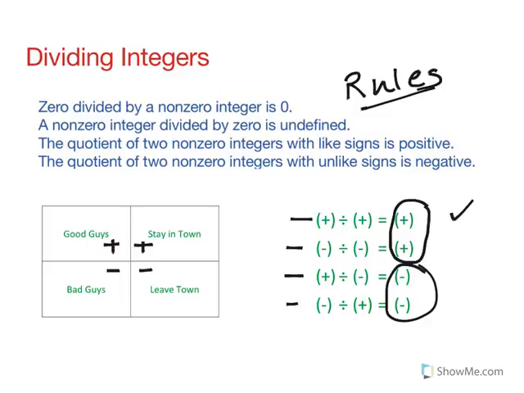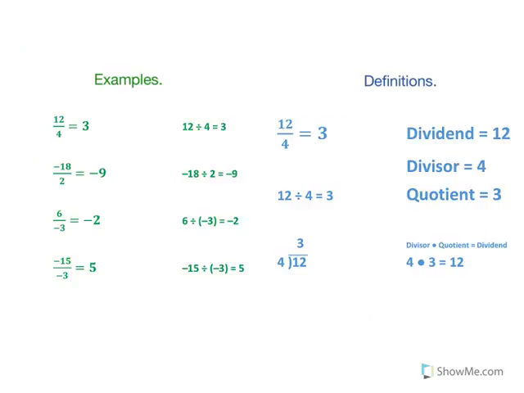If the good guys leave town, a positive divided by a negative, which is this third one down here, is a bad thing, so that's negative. If the bad guys stay in town, then a negative divided by a positive, which is the bottom one here, is a bad thing, that's negative. But if the bad guys leave town, a negative divided by a negative is going to be a positive thing. That's good.